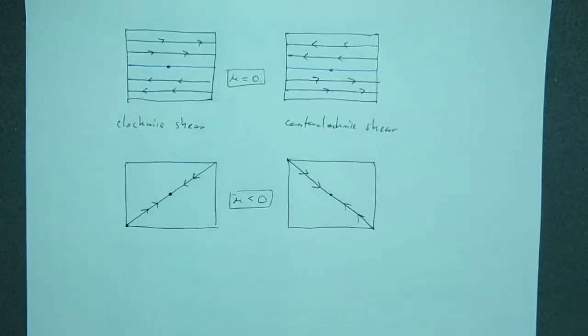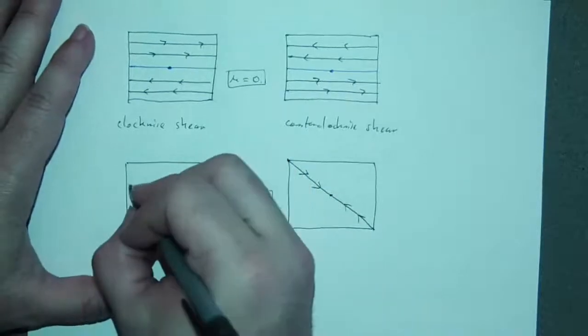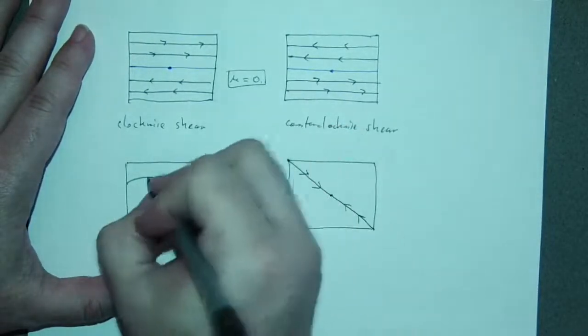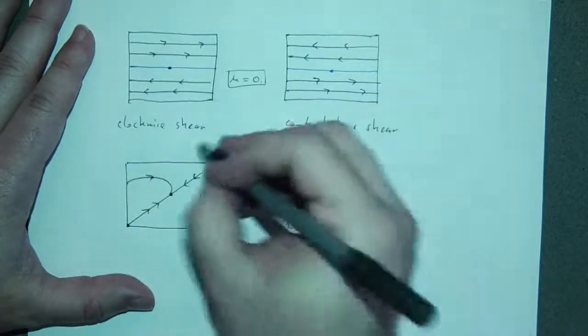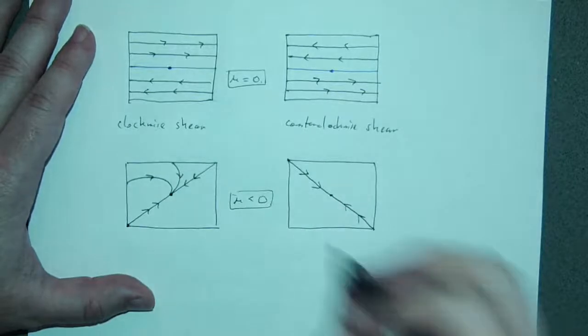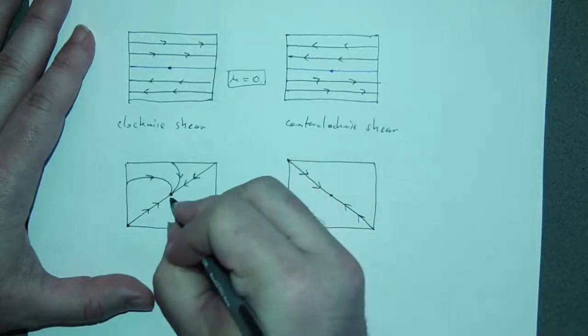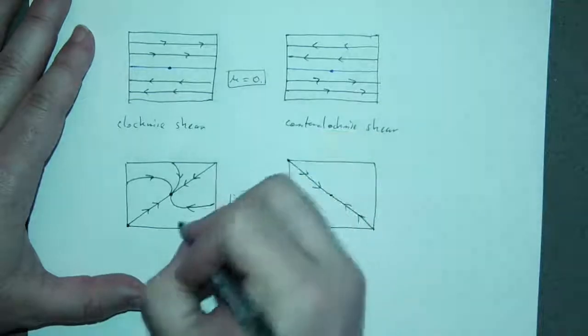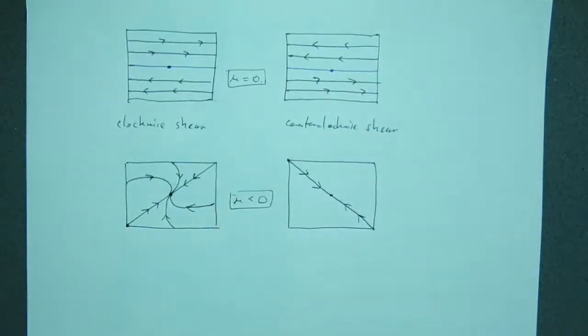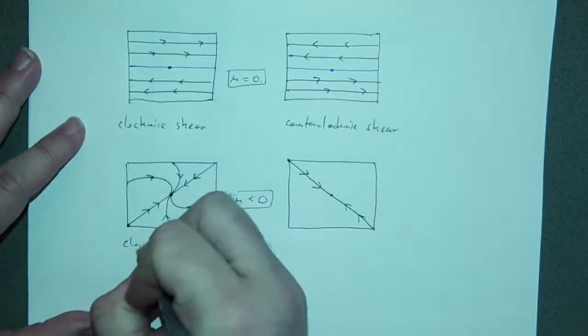Okay, so in both cases it's motion towards the origin, but in this case, this is going to be the clockwise case. I have clockwise motion along trajectories like this towards the origin. So here's another one. All right, here's maybe another one. And here's one more. Okay. So this is a clockwise.